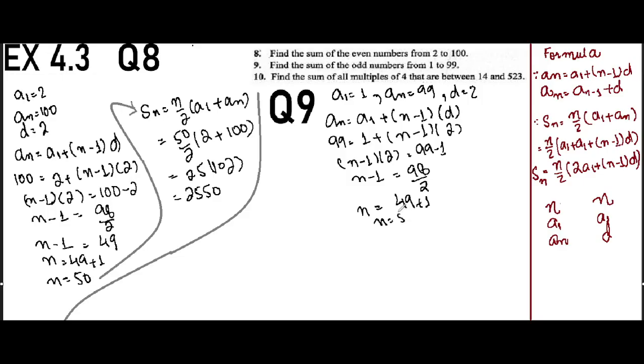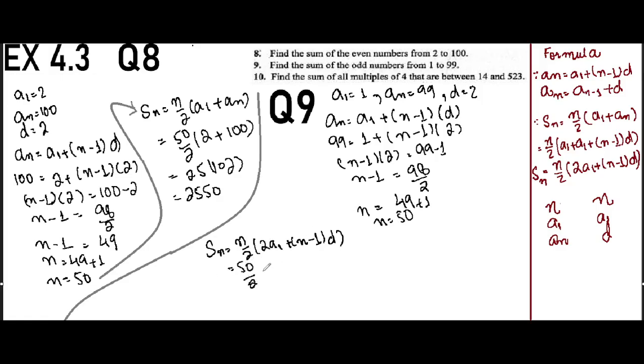n is equal to 50. Now we have the value of n. We can use either of the two formulas because we have all of these required values. So we are going to use the second formula, which is Sn is equal to n by 2 into 2a1 plus n minus 1 into d. So now n is 50.